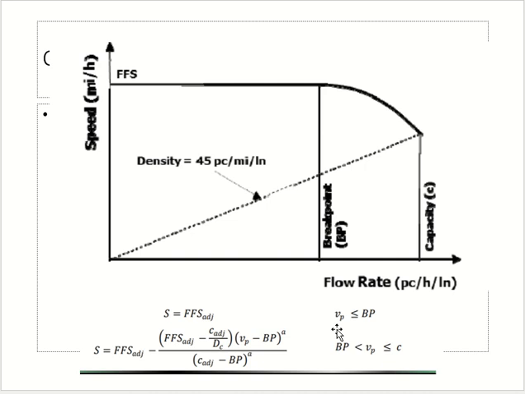Break point and 65, right? Till the break point it is a straight line, right? So speed is not changing. Okay, and the flow is how much? Flow is equal to break point. Okay, clear up till now?